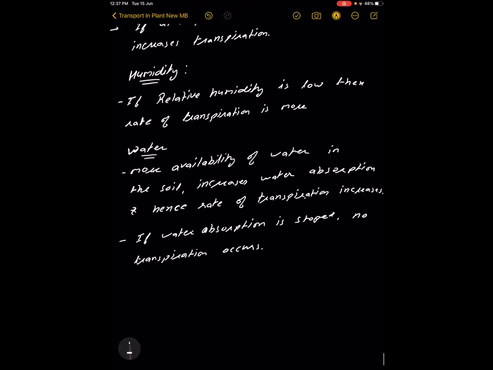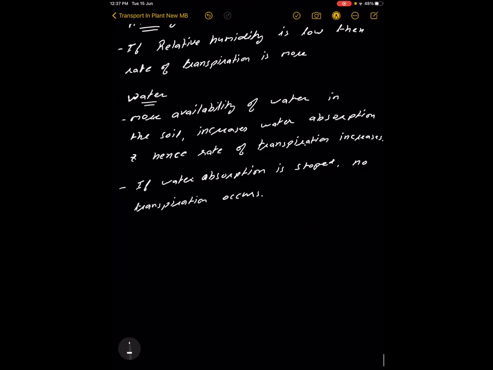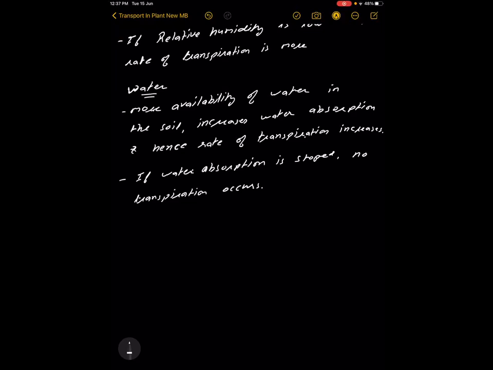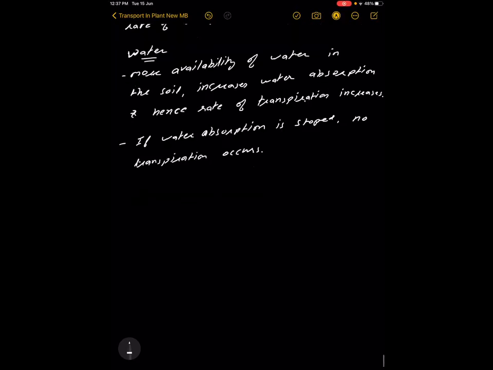One more point: some chemicals, some substances reduce transpiration. They do not increase transpiration, they reduce it. So they are called anti-transpirants, meaning they are against the transpiration process.